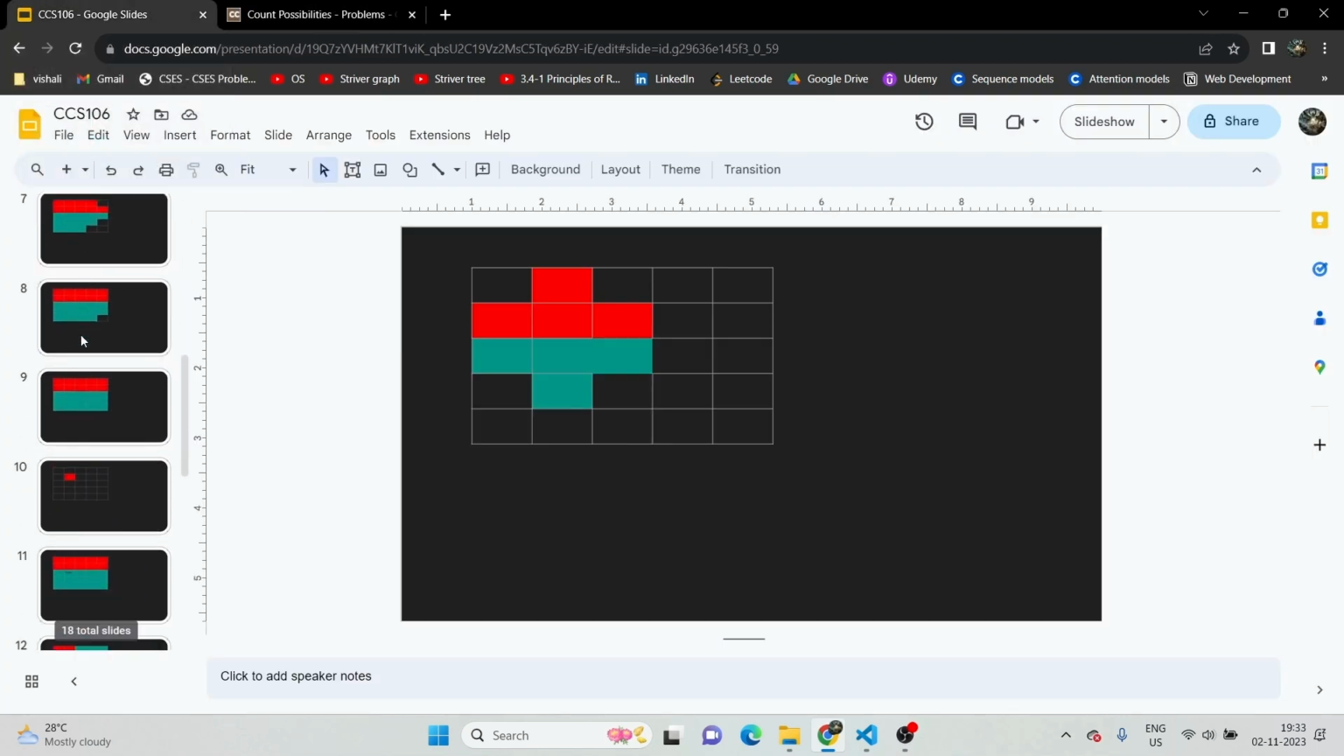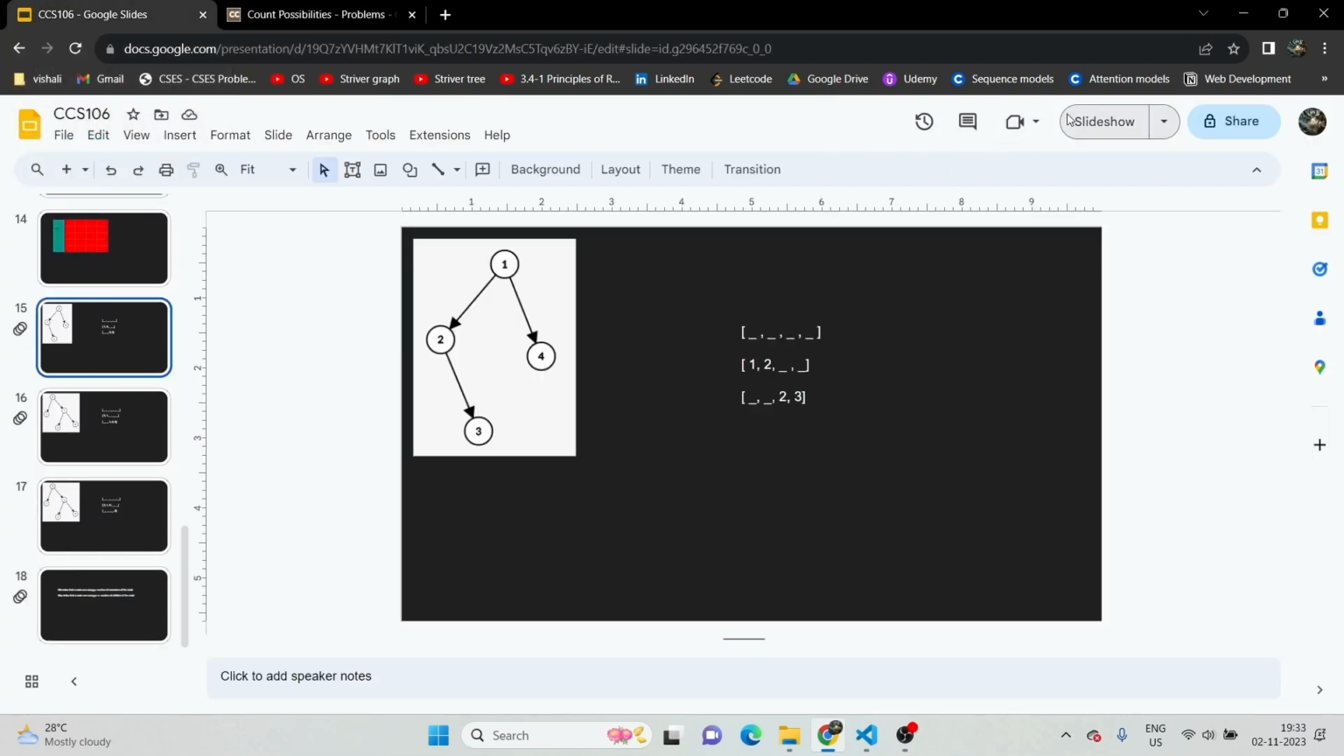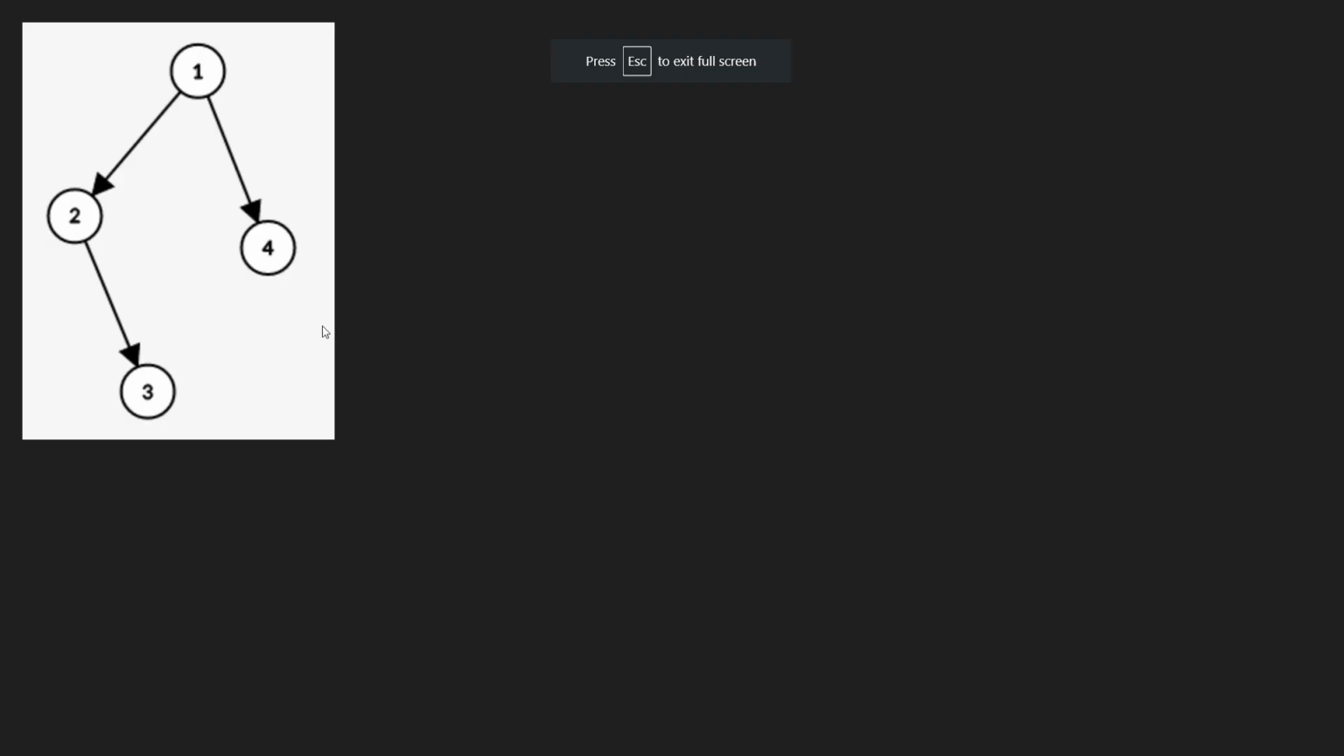Let's do an observation now. What is the minimum index in which 2 can occur? Well, it cannot occur in the zeroth index. Why? Because it comes after 1, so 1 has to come before it. So the minimum index in which 2 can occur is 1, the first index.